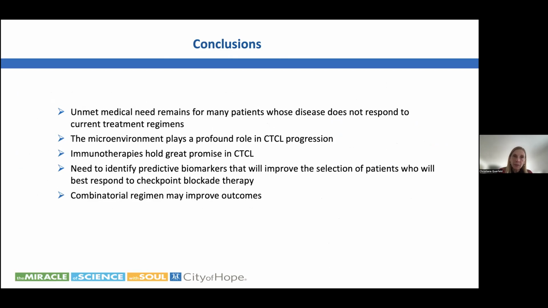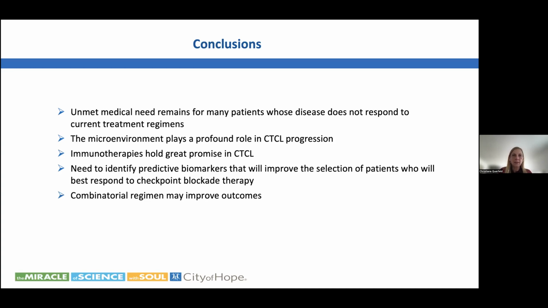So in conclusion, there's still an unmet medical need for patients whose disease doesn't respond to current treatment regimens. That's why we still need to improve. We probably need to better strategize and stratify patients. The microenvironment really plays a profound role. The immune therapies hold great promise. We just have to learn more and study them in the laboratory to understand what the effects are, not only on the tumor cells, but also on the other immune cells.